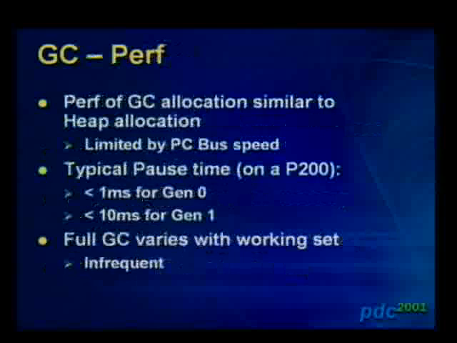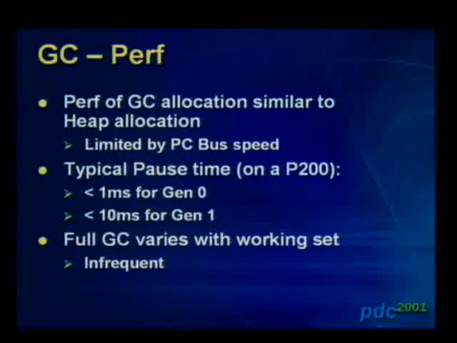So what does the performance of the GC heap look like? Fundamentally, it's really limited by PC bus speed. I'm still trying to benchmark this on various different architectures, including trying to get the AMD machines with the front side bus to verify this claim. And so far, it really is. Our GC is not limited by anything else. It's how much you can allocate and the bandwidth on your PC.